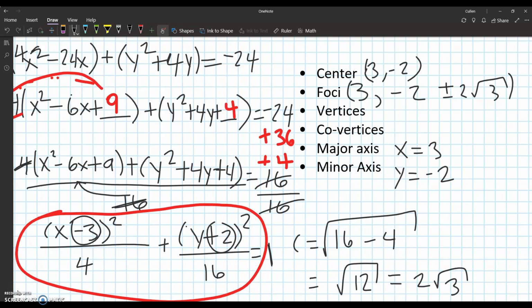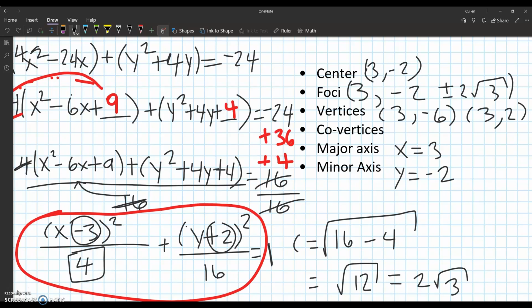So our vertices, we're going to add and subtract. For the major ones, you're going to add and subtract 4 from the y coordinate. So it'll be 3, and then subtract 4 first, we'll get -6, and then add 4 for the other one, and we will get 3, 2.